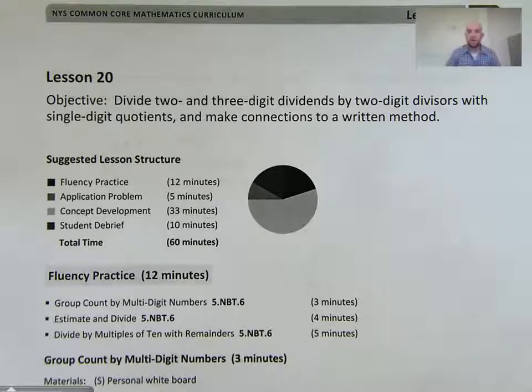Today we are doing grade 5, module 2, lesson 20. We're going to be dividing 2 and 3 digit dividends by 2-digit divisors with single-digit quotients and make connections to a written method. So we're going to be doing the same thing we were doing in lesson 19, except this time our divisors are not going to be nice, even multiples of 10. We're going to use some more challenging numbers. So let's get started here.